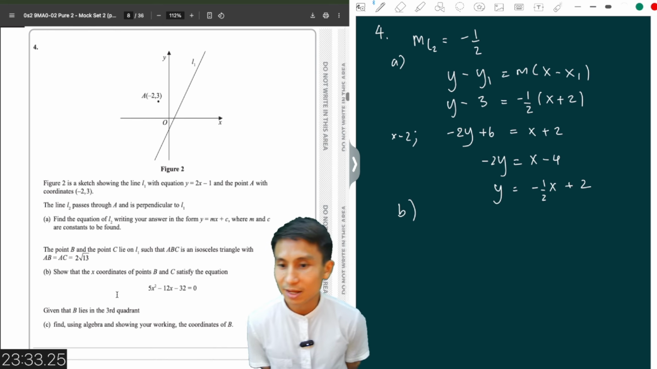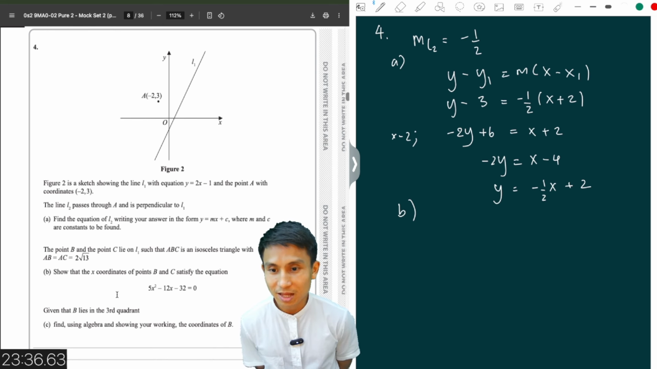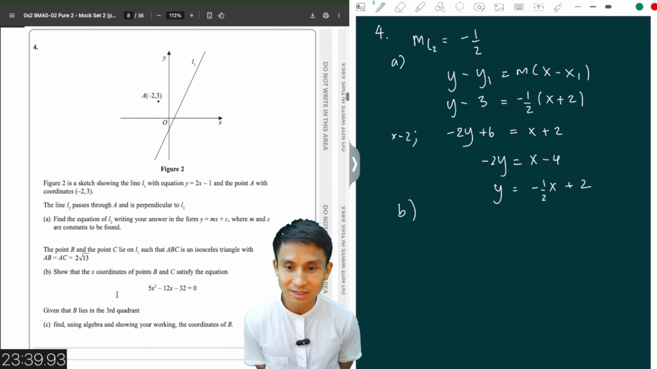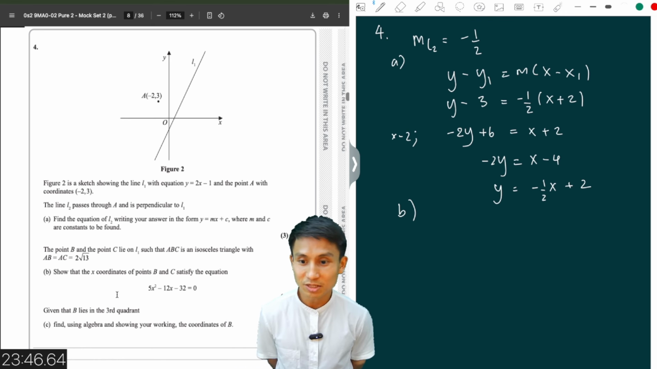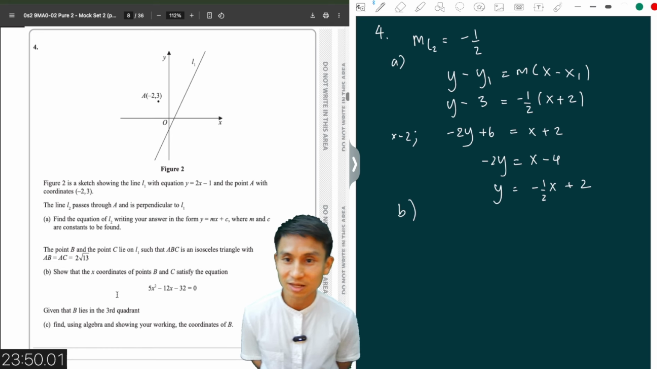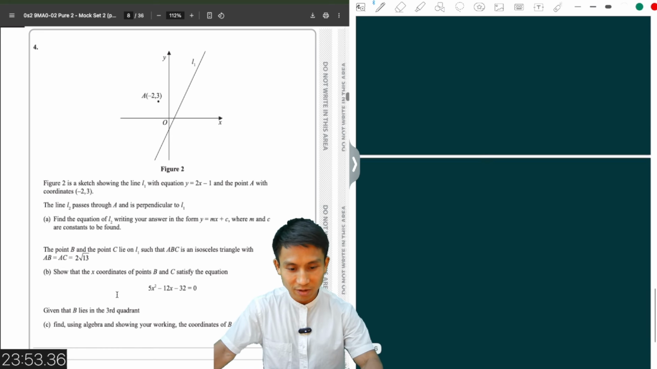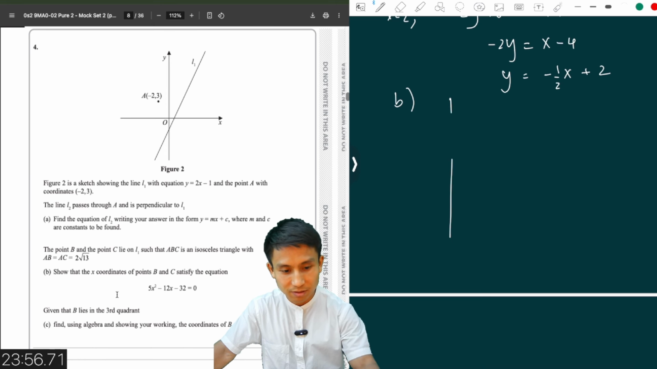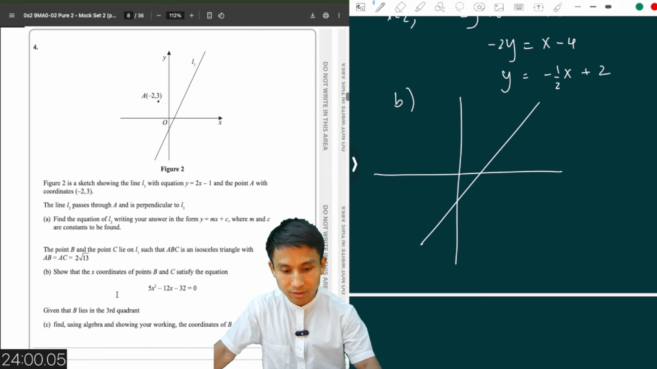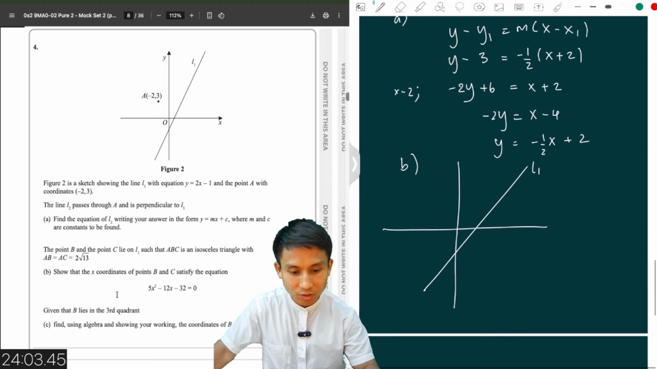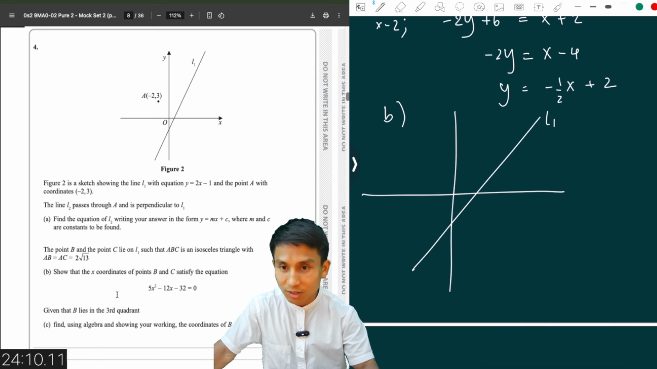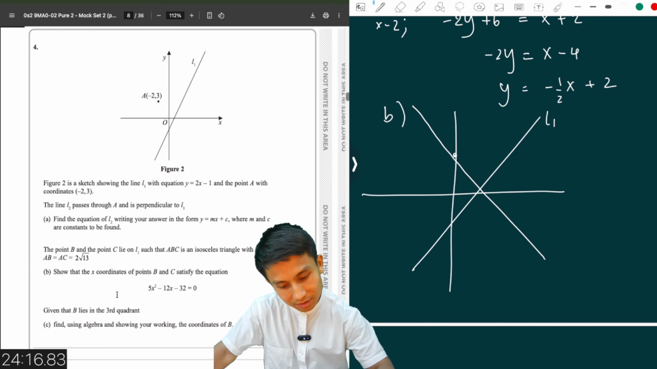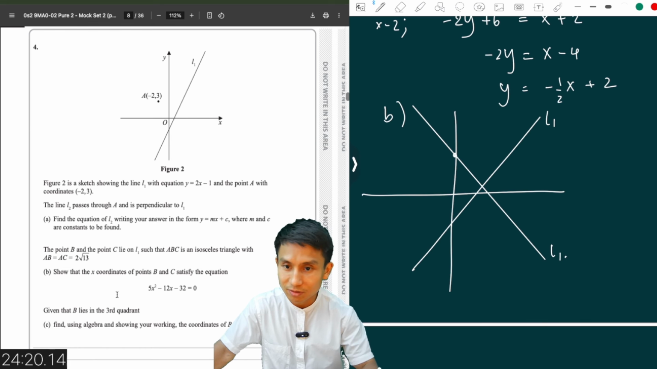The point B and the point C lie on L1 such that ABC is an isosceles triangle with AB equals AC equals 2√13. Show that the x coordinates of points B and C satisfy the equation. All right, so let me draw a little diagram myself. Okay, so that's line L1. Line L2 has y-intercept 2, so it's about here, and the perpendicular is just that. Okay, this is L2.